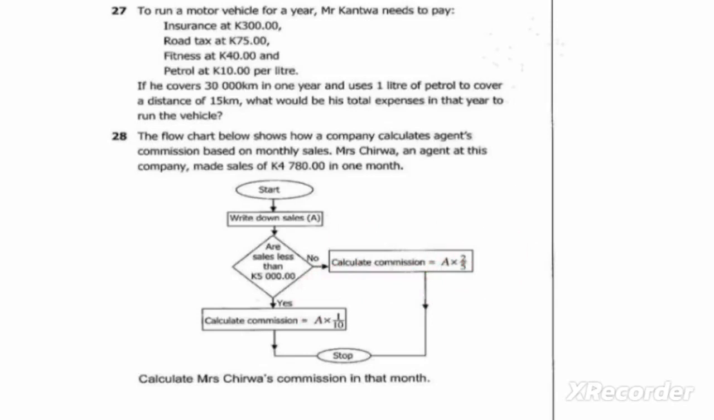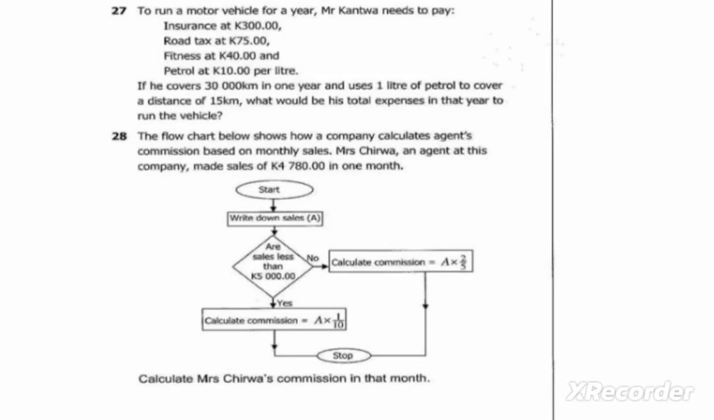Okay, so as we can see, here we are given a condition. If sales are less than 5,000, we need to use this formula. If sales are equal to 5,000 or more than 5,000, we need to use this formula here. So since 4,780 is below 5,000, we are going to use this formula.